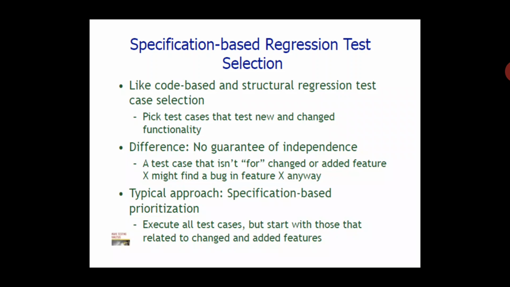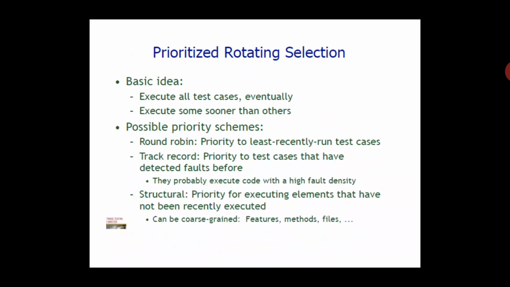So what is the approach we follow here? The prioritization approach. Execute all test cases, but start with those related to the changed and added feature. In the same way, we concentrate on the added specification or the added feature. This is regarding the regression test selection criteria. Some priority we are going to give while selecting the test cases, especially in regression testing, is based on a rotating scheme, right?